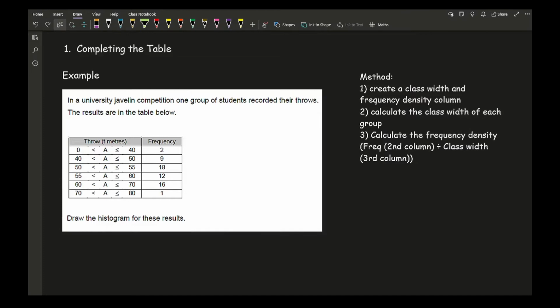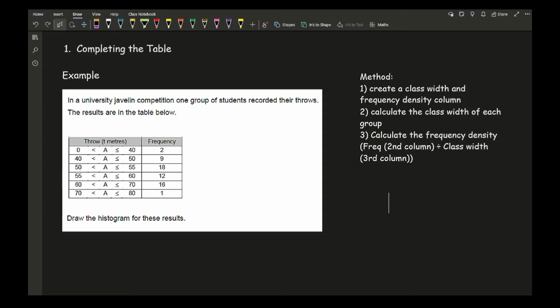The best way to do that is by having an example and working through it. This example says that in a university javelin competition, one group of students recorded their throws, and the results are as follows. The question is asking us to draw a histogram for these results. This is a typical setup of any drawing a histogram question. You will be given a table which has the groups and the frequency, and that is pretty much it. Now there are 2 stages to drawing a histogram.